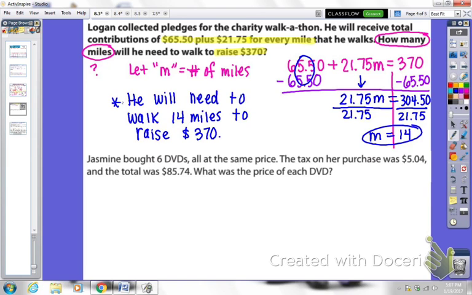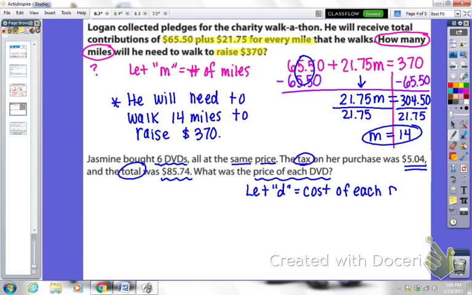All right, this last question. Jasmine bought 6 DVDs, all at the same price. The tax on her purchase was $5.04, and the total was $85.74. What is the price of each DVD? That is my unknown. So I'm going to let D represent the cost of each DVD.